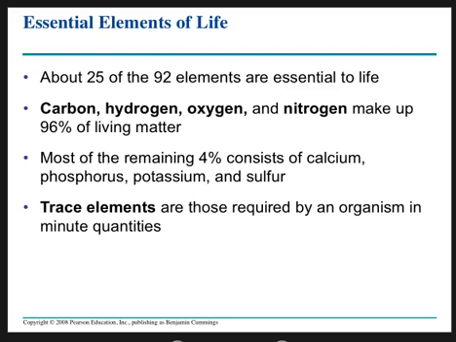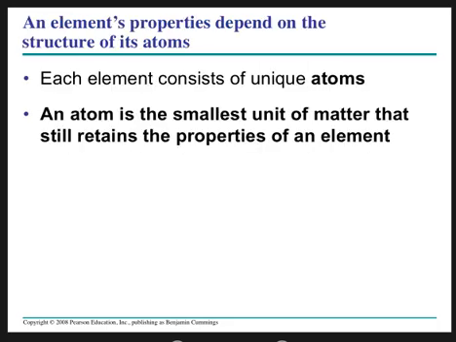So very different. We have what are called the essential elements of life. About 25 of the 92 elements on a standard periodic table are essential to life. The big four are carbon, hydrogen, oxygen, and nitrogen. They make up about 96% of living matter. Most of the remaining 4% is made up of calcium, phosphorus, potassium, and sulfur. And then the last little bit are called trace elements. Those are the ones that an organism absolutely requires, but in very minute quantities.